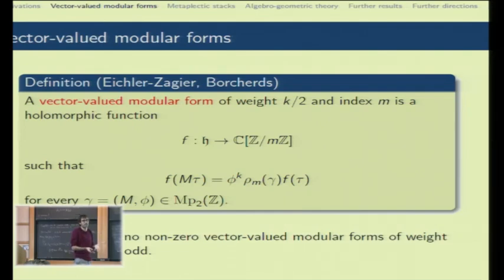It's kind of like the same fact that you don't have level 1 modular forms of odd weight. From the transformation law, you're going to get something like negative f equals f. You don't get anything. So that's why we have to take half integral weight. Otherwise, we're not going to get a meaningful theory here.